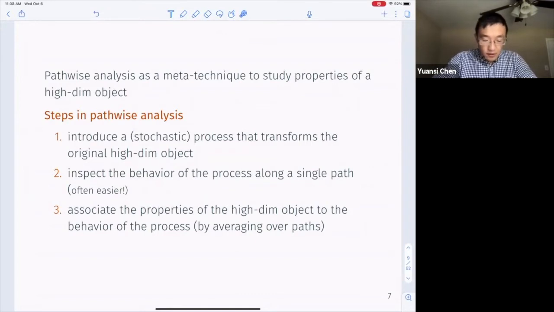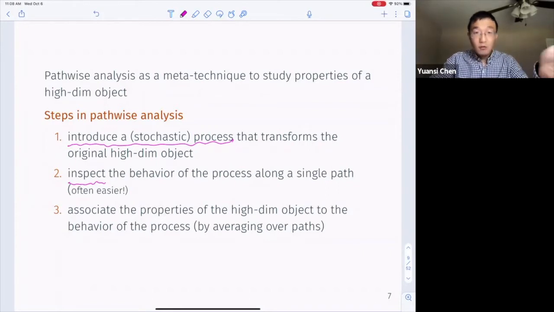So roughly how it works is in 3 steps. The first step, you have to introduce a process. It might be a stochastic process, or it might just be an iterative algorithm that transforms your high-dimensional object to something else. And then you look at the transformed version of the high-dimensional object, or look at the process along a single path of transformation, and see whether you can prove things easily for that object in that single path.